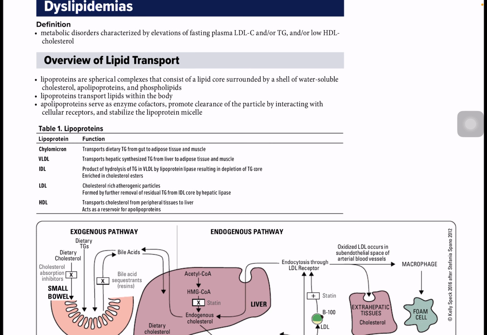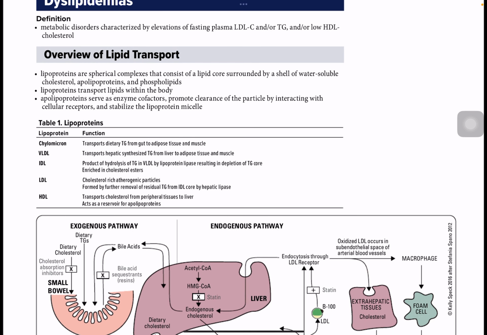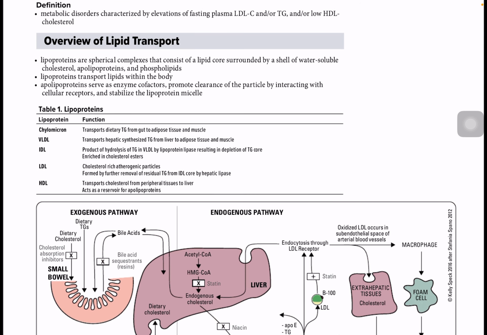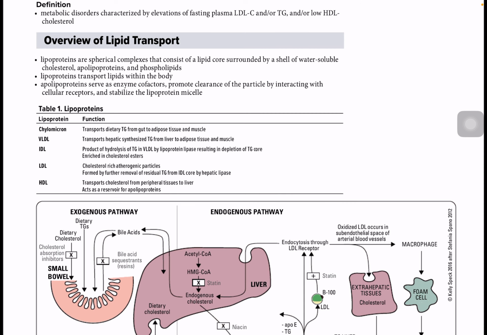So, overview of lipid transport. Lipoproteins are spherical complexes that consist of a lipid core surrounded by a shell of water-soluble cholesterol, apolipoproteins, and phospholipids. Lipoproteins transport lipids within the body. Apolipoproteins serve as enzyme cofactors, promote clearance of the particles by interacting with cellular receptors, and stabilize the lipoprotein micelle. So there are two different components: lipoprotein and apolipoproteins. Apolipoprotein serves as an enzyme cofactor, and lipoprotein serves as a transporter within the body.